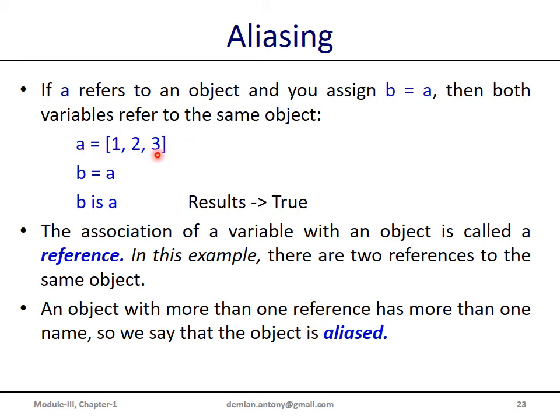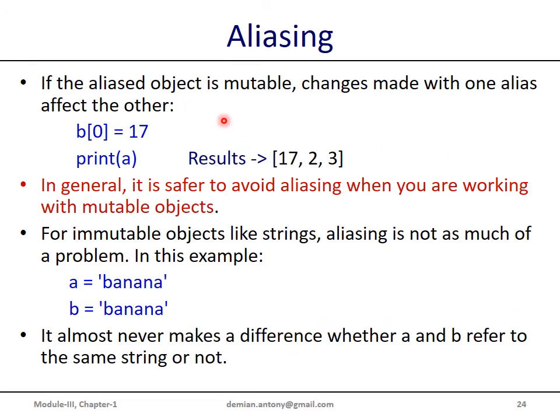So if you have A is equal to 1, 2, 3 and we have other references to access these values, in that case this list object is called an aliased object. If the aliased object is mutable, whatever changes you make through one reference affect the other. For example, if you change the value of the first element with the help of reference B, it changes the value of A also, 17 to 3, because A and B refer to the same memory. In general, it is always safer to avoid aliasing when you are working with mutable objects. For example, when you work with lists, try to avoid creating aliases like B is equal to A.